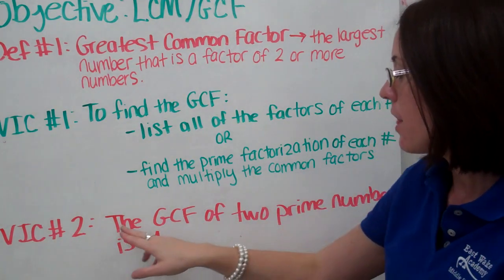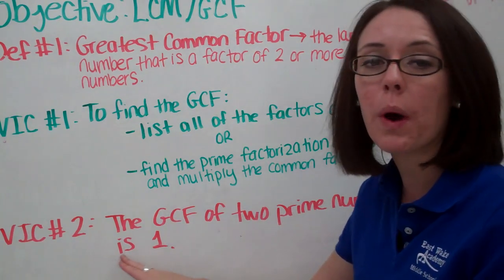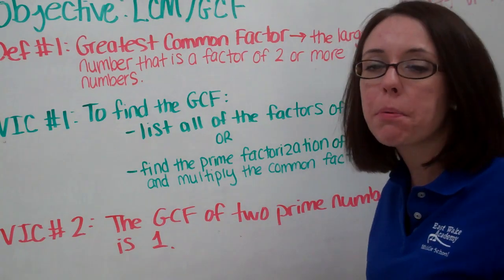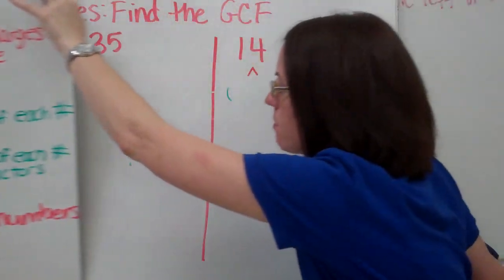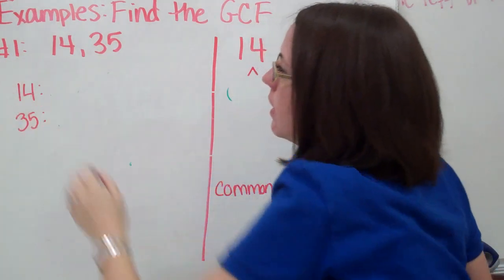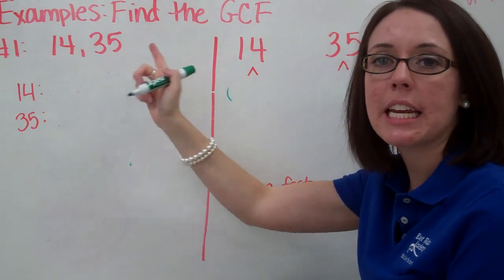Tip number 2. The GCF of two prime numbers is always 1. So if the two numbers are prime, the greatest common factor is 1. Let's do a few examples. Find the greatest common factor of 14 and 35.